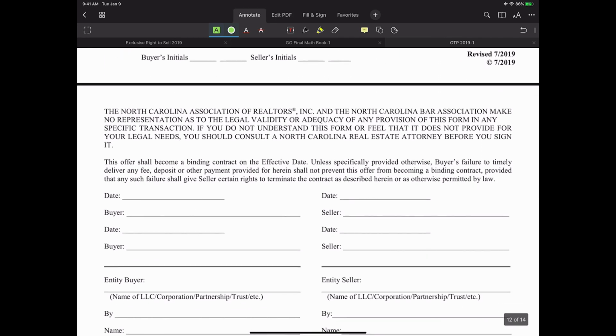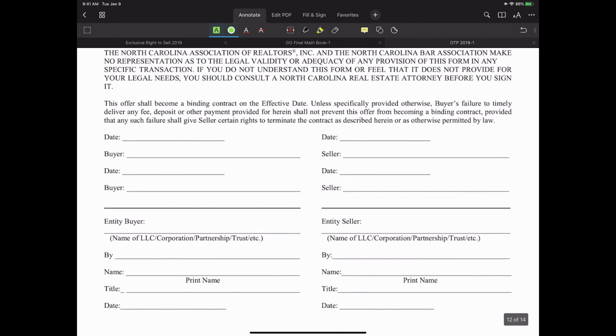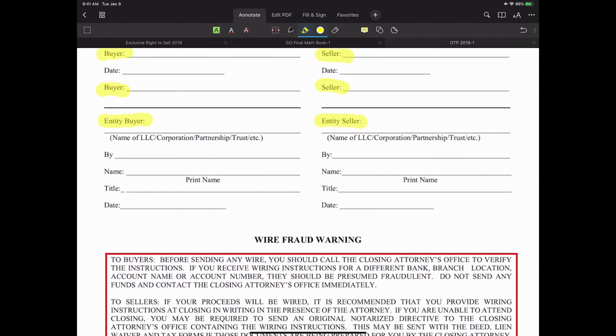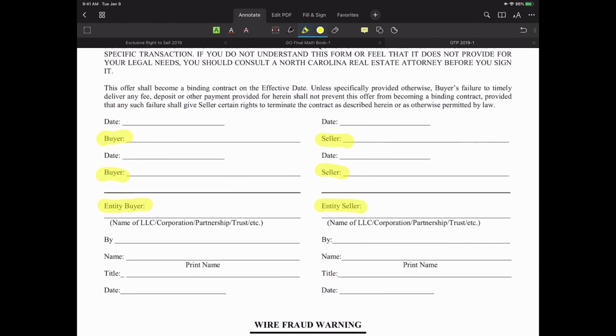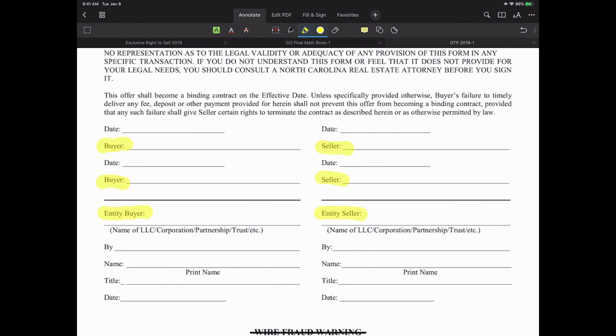Exactly. All right. So this is the end of the contract, and you'll notice we've got a place for the buyers to sign and the sellers to sign. You've got some dates, and possibly it's an entity like an LLC or a corporation that's buying and selling. Then you have a place for them to sign on behalf of that corporation. The only thing that I would add about the signatures is if there are 2 sellers on page 1, there needs to be 2 sellers here, 2 buyers, etc. Otherwise, it's incomplete and possibly not binding. So be careful with that.